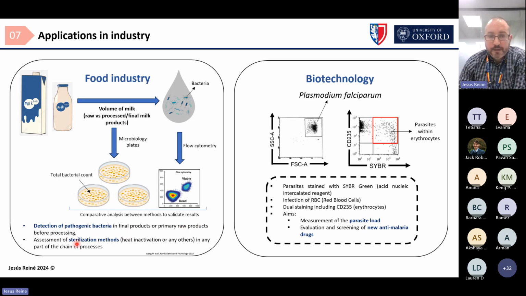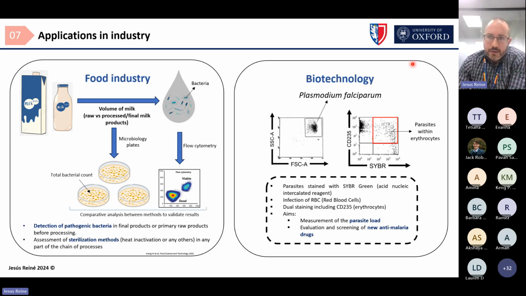And also they will help us to define and create new sterilization methods to ensure that the pathogenic bacteria are removed before the final product is released. So there are different methods, heat inactivation or any others. These kinds of methods, which are very, very quick and very, very fast, can help us to determine the quality control for this product in any part of the process of the food chain, okay?